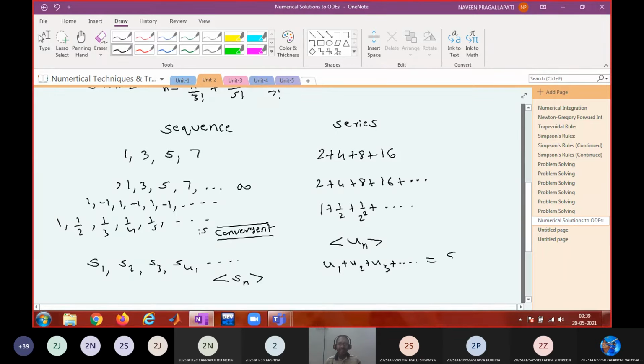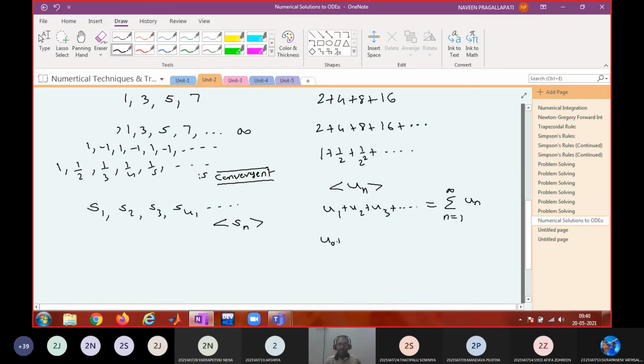So how do you write a series in shorthand notation? Sigma un, n equals 1 to infinity. If somebody starts the series like this, u0 plus u1 plus u2 plus and so on, you will write this as sigma un from n equals 0 to infinity. Whatever index you start with, you write the same in the sigma notation. So n can start with 2, n can start with 10, n can start with 0 or 6. After all, it is an index which is going to be the first index. So this is about series.